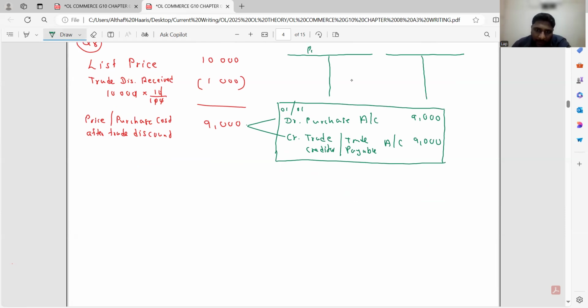Here you have the purchase account. Here you have the trade creditor account. Purchase account debit 9,000. Trade creditor account credit 9,000. 1st January. So once you are done with that, let me know.